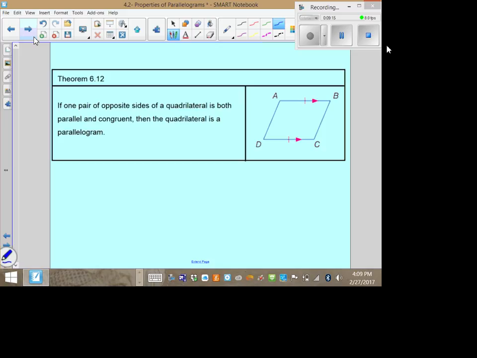So theorem 6.12: if one pair of opposite sides of a quadrilateral is both parallel and congruent, then the quadrilateral is a parallelogram. So that's saying that since AB is parallel to DC and it's also congruent, since these two are parallel and congruent, then it must be a parallelogram. So this is kind of think back to some of the proofs we were looking at. This is a theorem now that we can use.